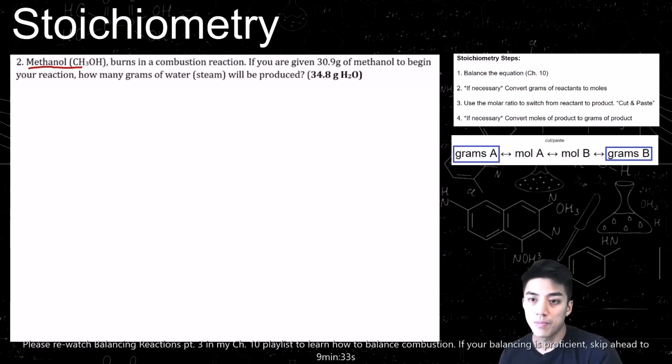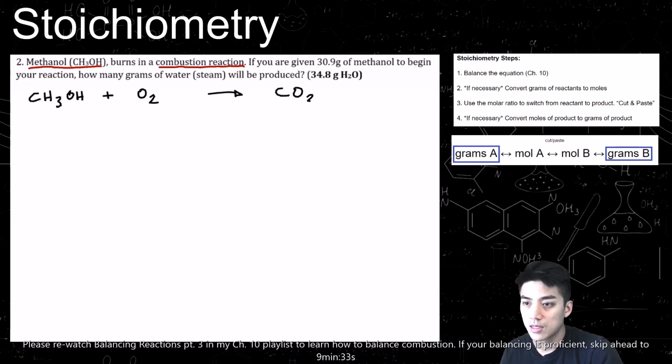Number 2, methanol, CH3OH, burns in a combustion reaction. If you're given 30.9 grams of methanol, how many grams of steam will be produced? We're going to start by writing a balanced equation. So methanol plus oxygen creates CO2 and H2O. Okay, so I know those are the products because this is combustion. Now we're going to try to balance this.